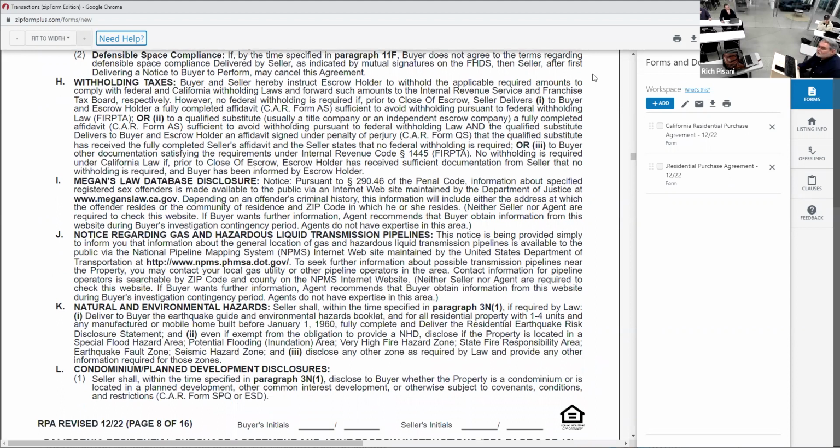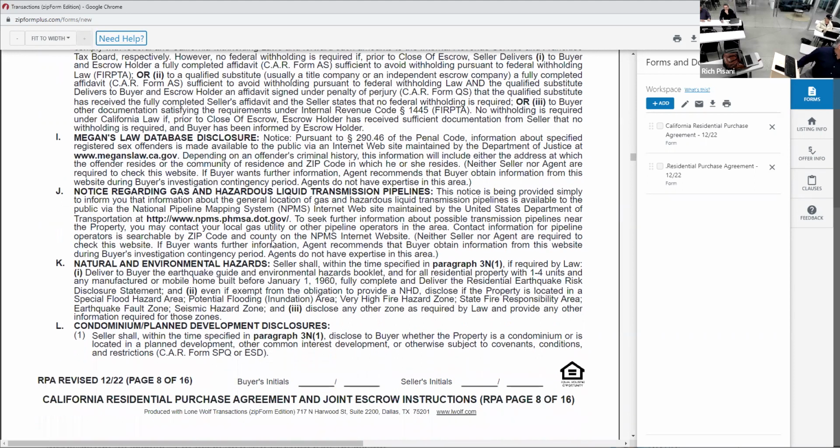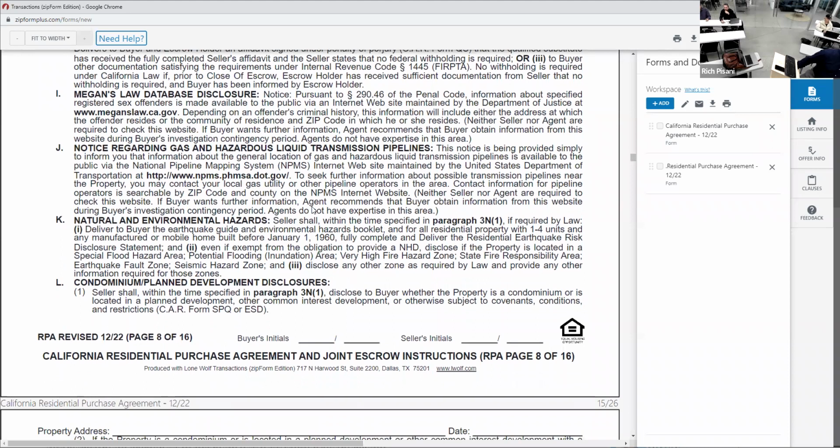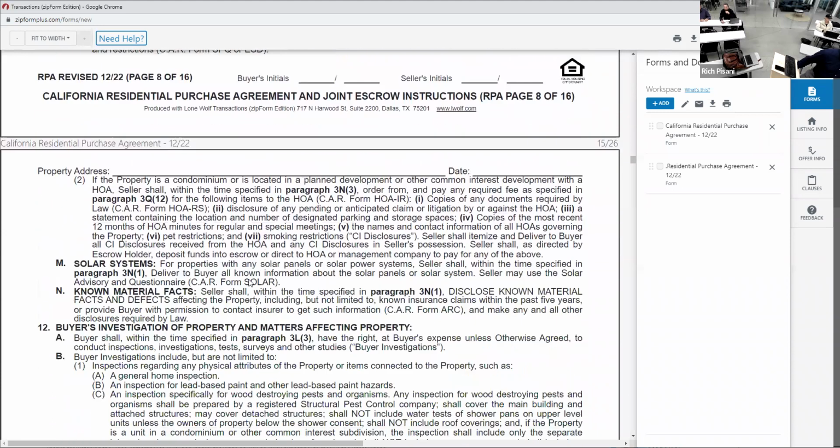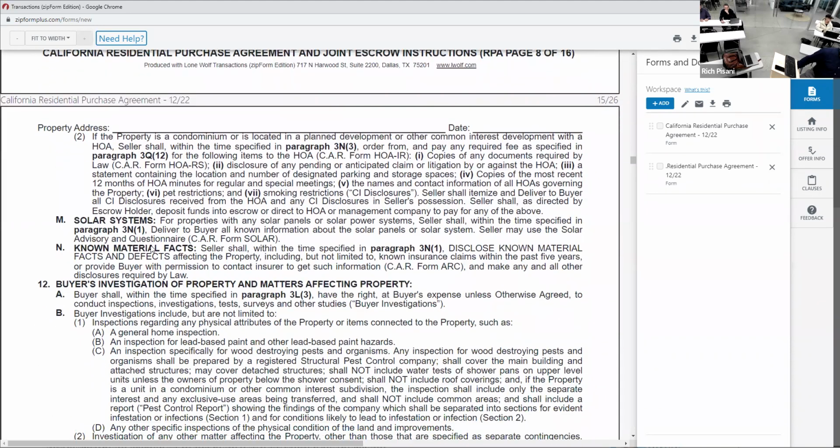Okay, Megan's Law. There's a website to direct clients to. Same with the pipelines. That stems from a gas explosion up in Carpinteria, I think it was. And then once again, the natural and environmental hazards. It talks about condominiums, solar panels, and known material facts.